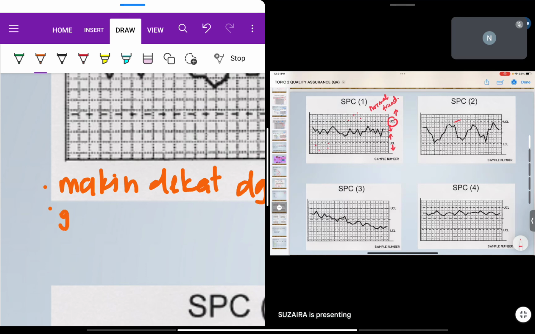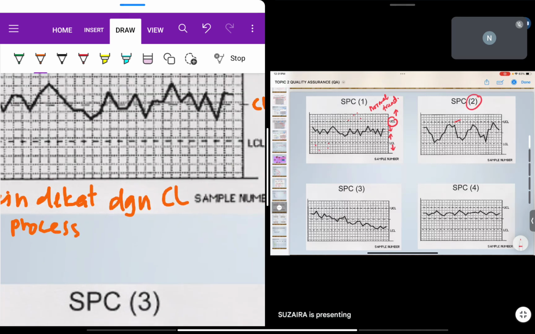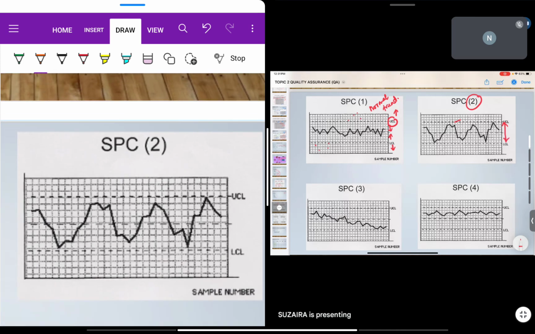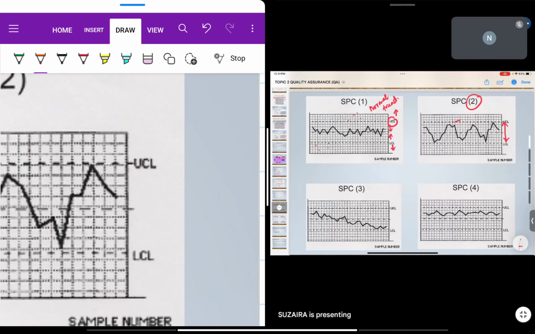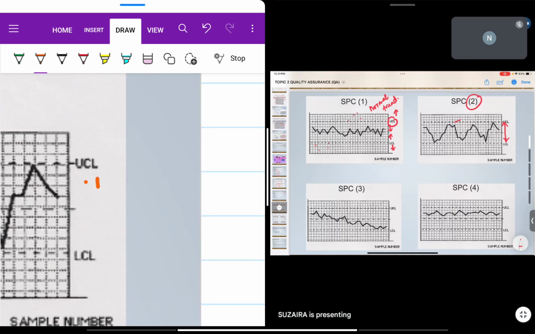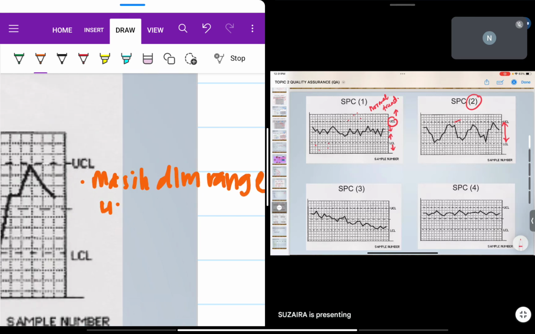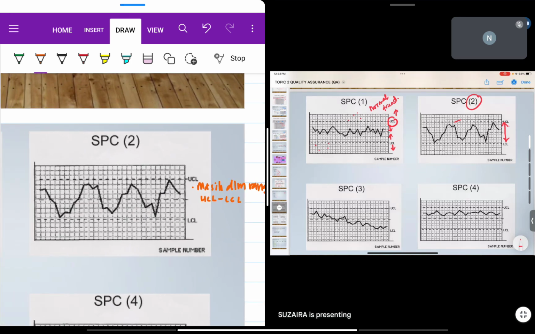Okay. Whereas when you look at SPC number 2, it's still in between the range, okay, between this UCL and LCL, but the cycle is like, how to say, sometimes you have the high one and then the lowest one, so it's not balanced, but still in between the line, okay. So this is more towards still normal, but nearly to somewhat outliers. Okay, if it goes beyond this line, this point will be considered as the outliers.